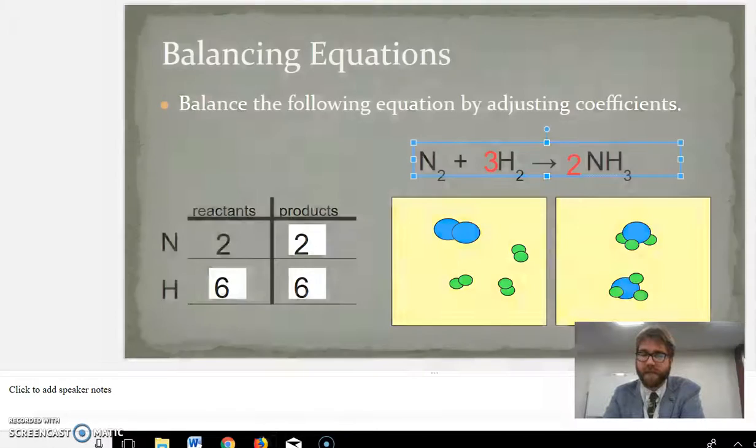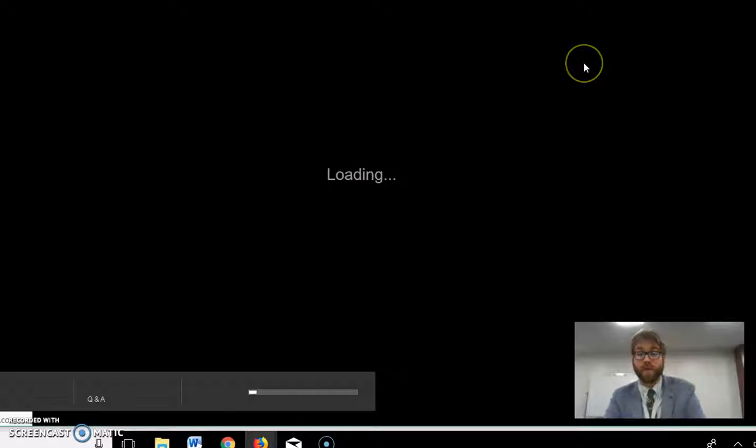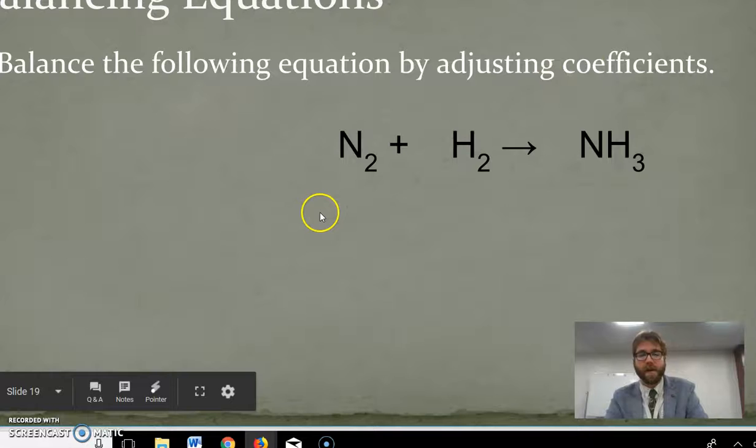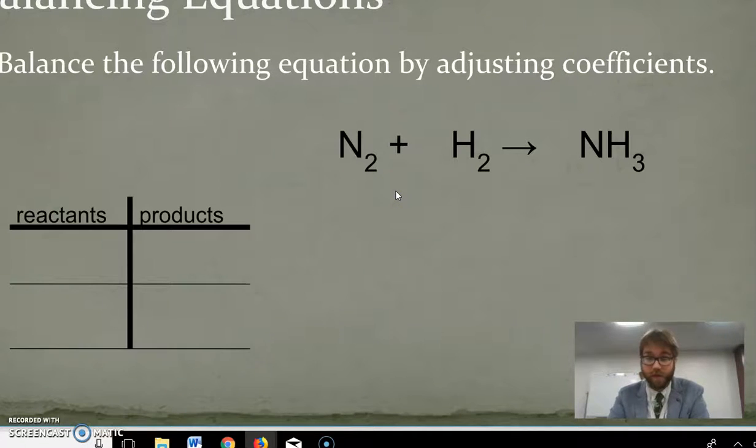So let's look at it unbalanced. Oh good, it loaded. All right, so here's our unbalanced chemical equation. The first thing you should always do is this: write a reactant side and a product side. And then you should fill in what you have.